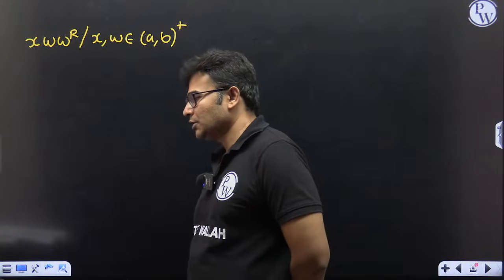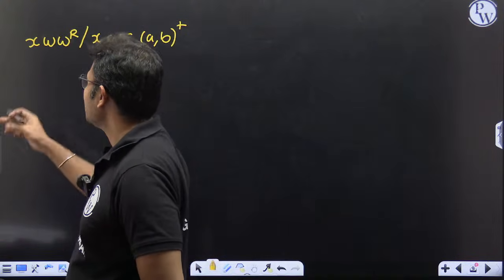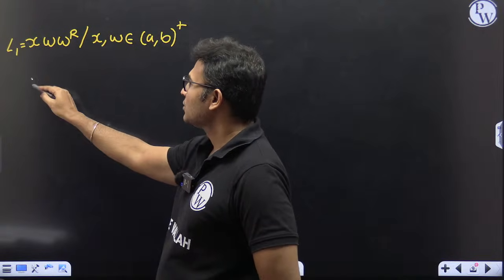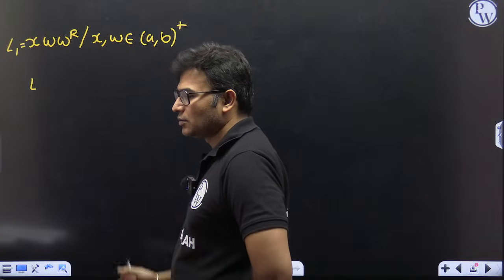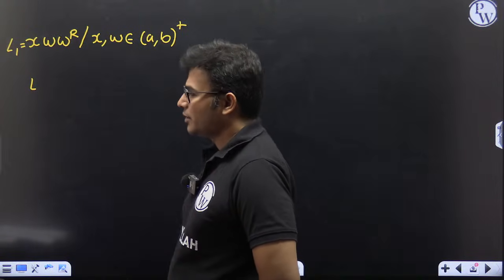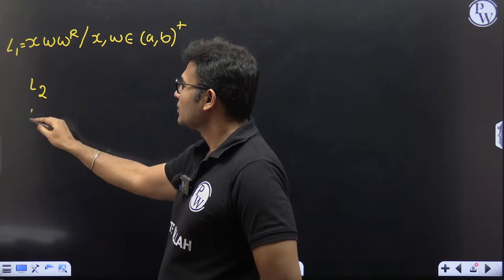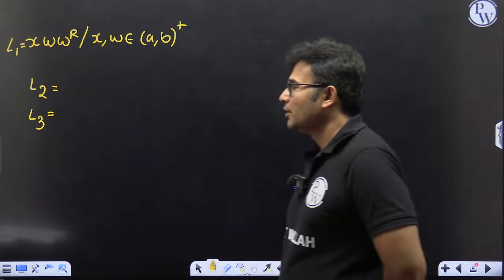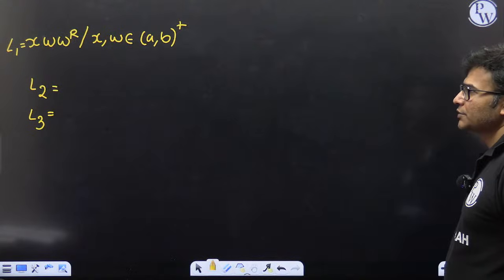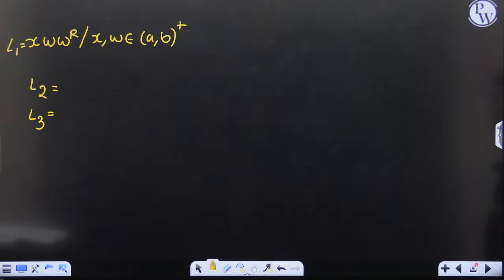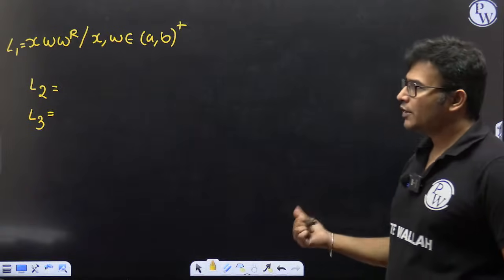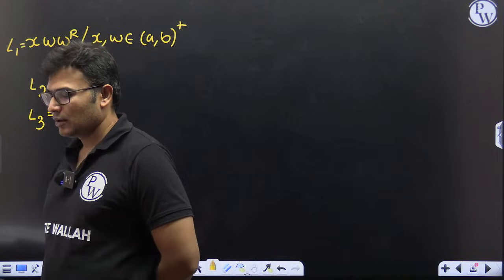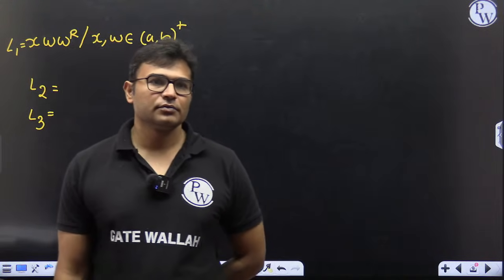So I'll give you some hint. Let us say this is L1. Now you try to get L2 and L3, right? And then you check if L1 can be written as L2 union L3. If L1 can be written as L2 union L3, right?